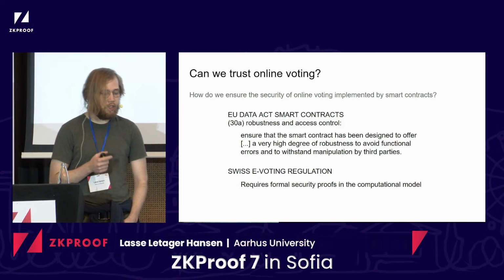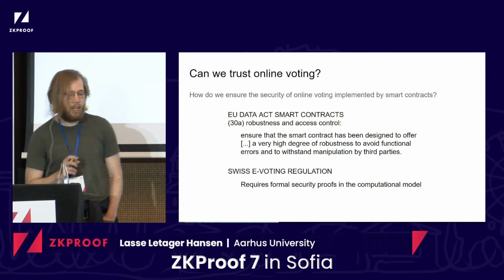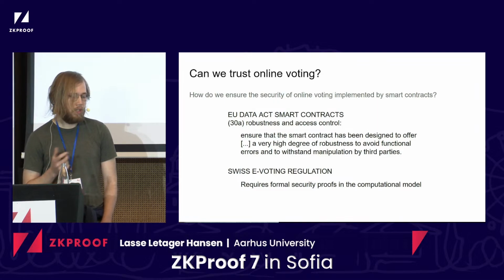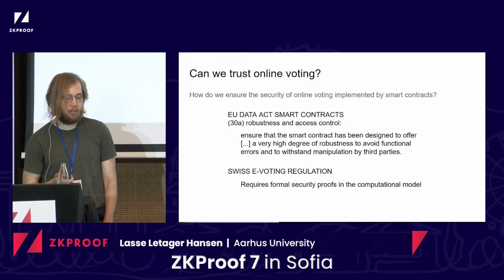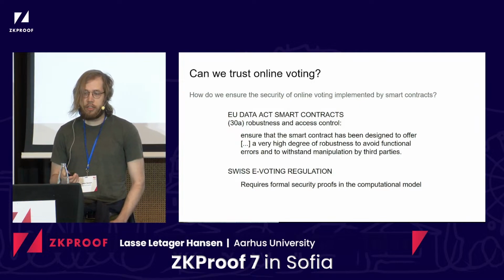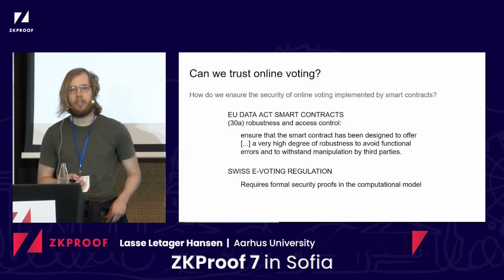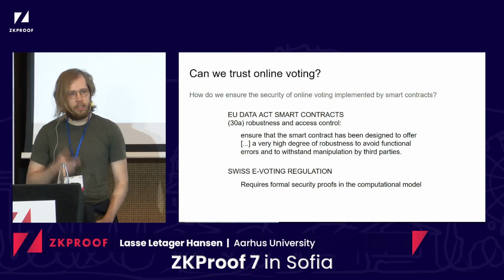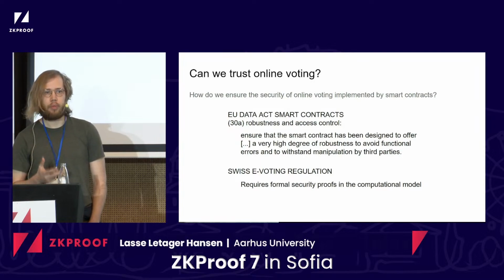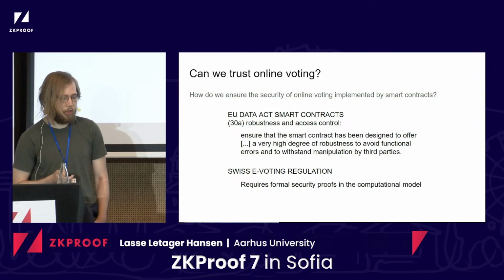So there is some EU Data Act about smart contracts. One of the subsections of this act is about robustness and access control, which states that you have to ensure that the smart contracts have been designed to offer a high degree of robustness to avoid functional errors and to withstand manipulation by third parties. And our goal is to show that you can actually do formal verification to get this high assurance, and thereby make formal verification one of the standards for implementing protocols where it's very critical that they're doing the right thing and are robust, for example, for smart contracts.